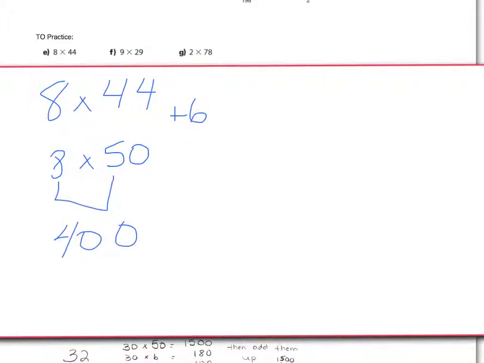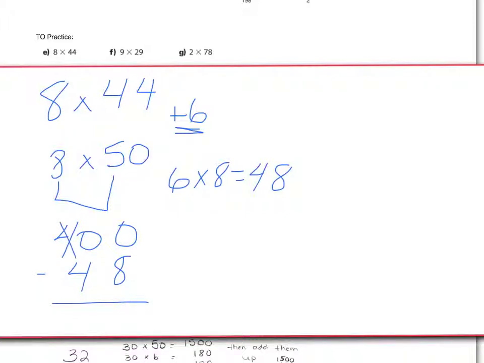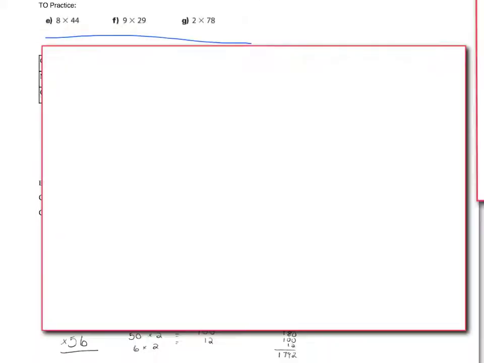But I added 6 groups of 8. Well, 6 groups of 8 is 48. So I need to take 48 away here. So I'm going to have to borrow. 10 becomes 9, which makes that 10. So now 9 minus 4 is 5. So 352 would be my answer there.